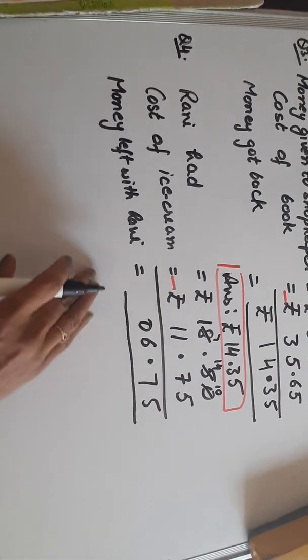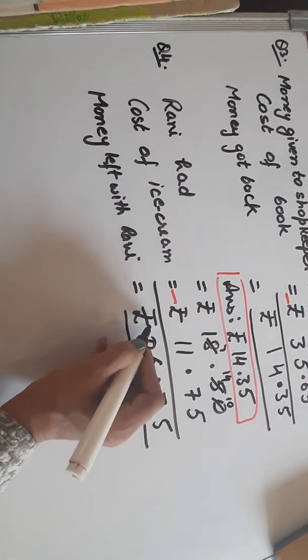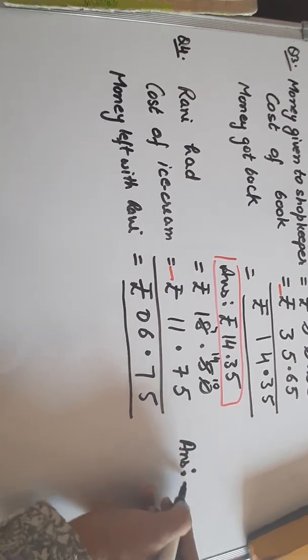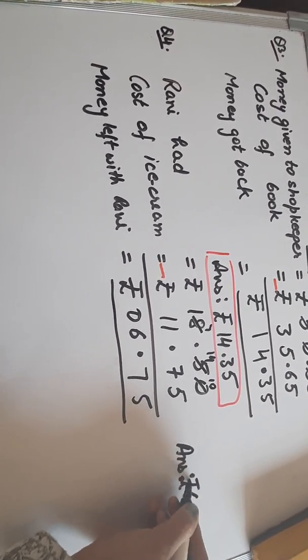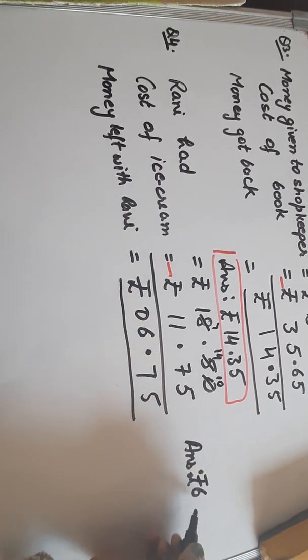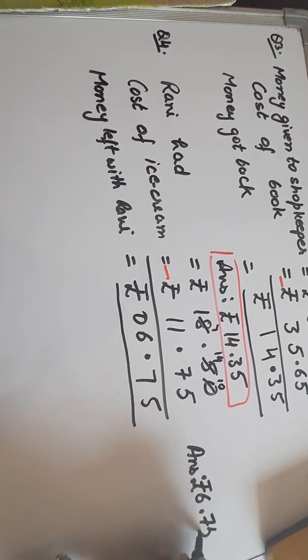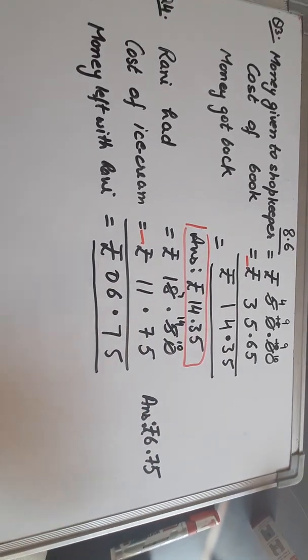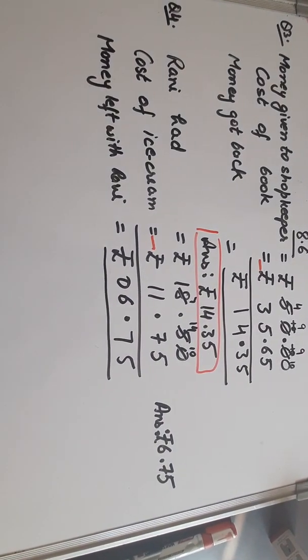So how much money is left with Rani? Rani has how much money? Answer is 6 rupees. Do not forget writing the units, and 75 paise or 6.75. So I hope it is clear to you. Now similarly, let's do question number 5.